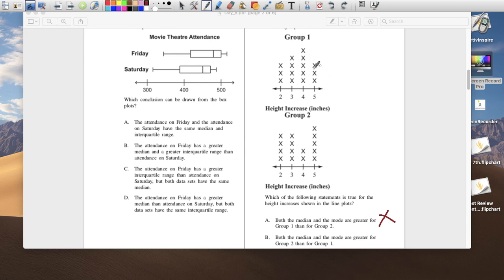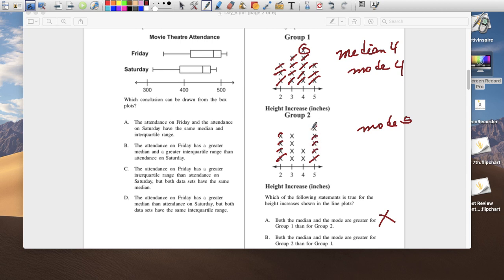But is the median, I guess we have to find the median. So let me do this. Cross 1 from each side. 1 here, 1 here, 1 here, 1 here, 1 here, 1 here, 1 here. So the median is 4, and the mode is 4. Here, the mode is 5, and the median, we'll find that out in a second. 1, 2, 3, 1, 2, 3, and the median in the bottom one is 3. So we can use that data for that.